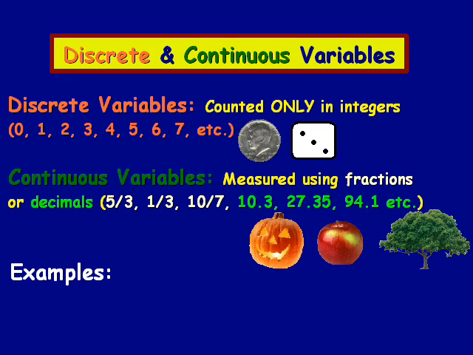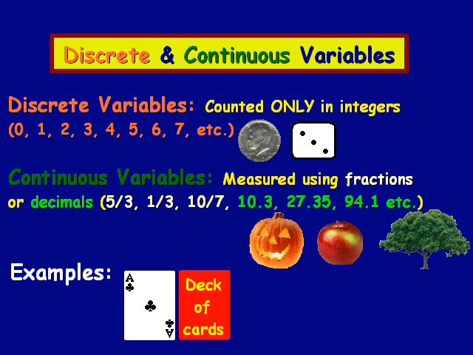Now let's say, for example, we have a deck of cards in front of us, and we want to know how many aces are in the deck. Well, that's a straight up number, and the answer is going to be dependent on how many cards are left. It could be anywhere from 0 to 4, and that would make it a discrete variable.